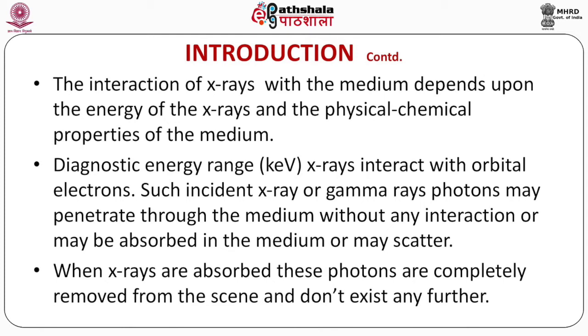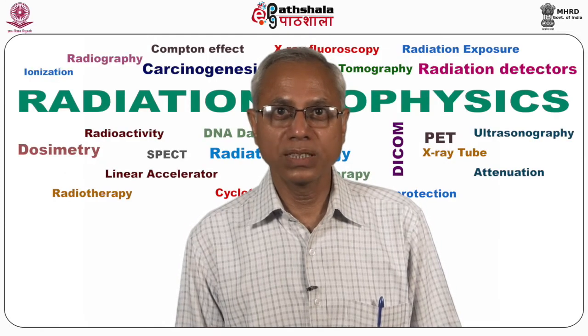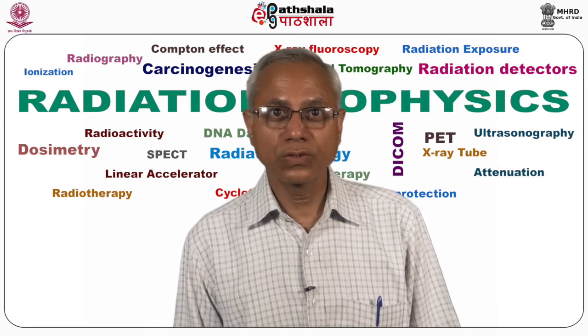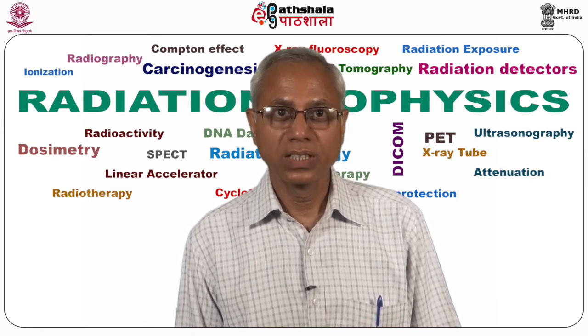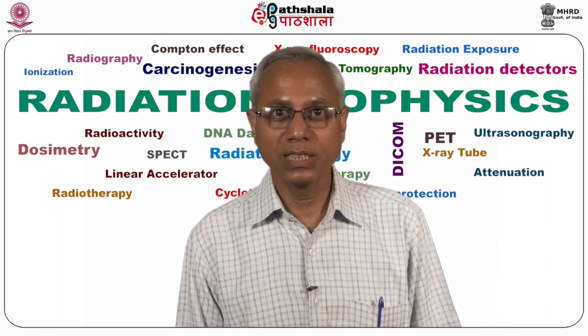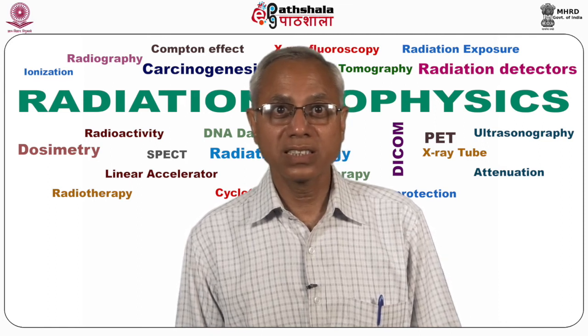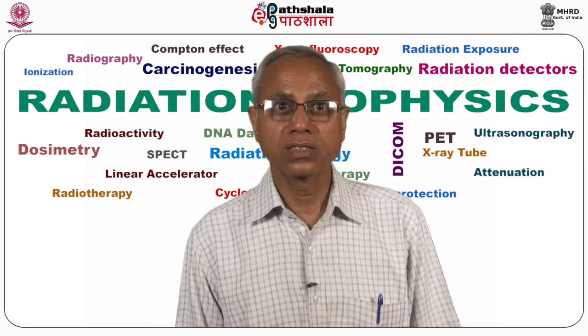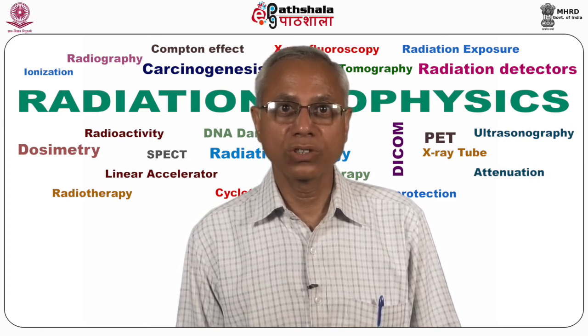When X-rays are absorbed in a medium, the X-ray photons are completely removed from the scene and do not exist any further. Scatter changes the direction of propagation of incident X-ray photons after interaction with the atoms of the medium. This deflection of direction is random in nature. Scattered X-rays are unwanted as they add noise in the image. Scattered X-rays are also a source of radiation dose to personnel, the occupational workers carrying out the radiation procedures or radiation imaging.